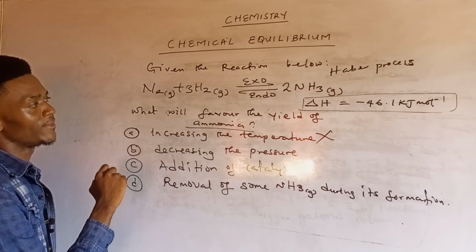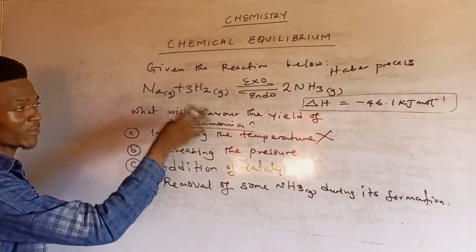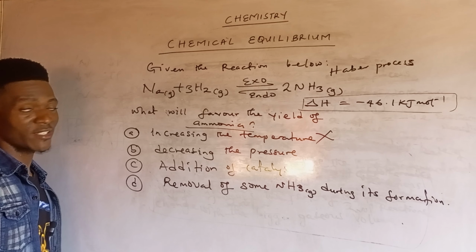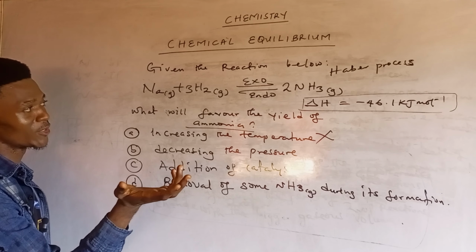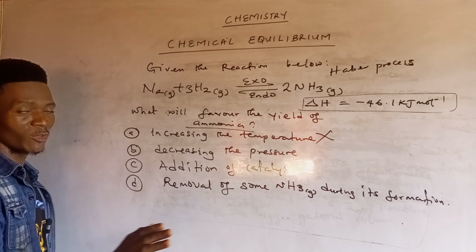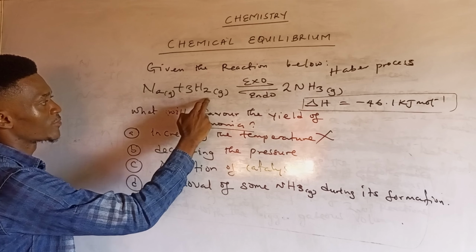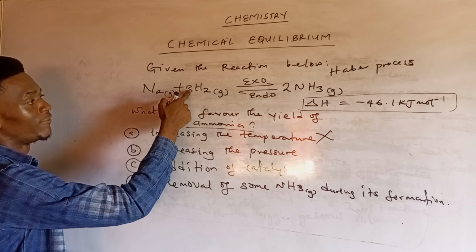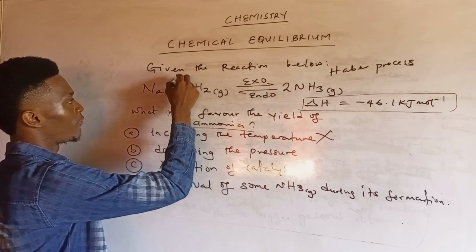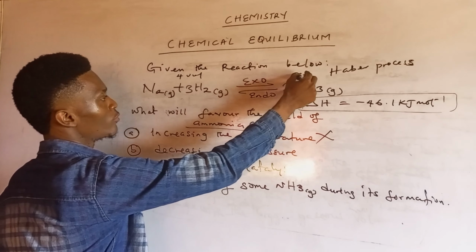Then the next, decreasing the pressure. Let's see. Let's check whether the reaction can be affected by changes in pressure. We've done that before, but let's just confirm. Now we have gases in obedience to the first principle, and the second, the total volumes here is what, 4. That's 1, 3, 4. Then this is 2. So this is 4 volume and this is 2 volume.